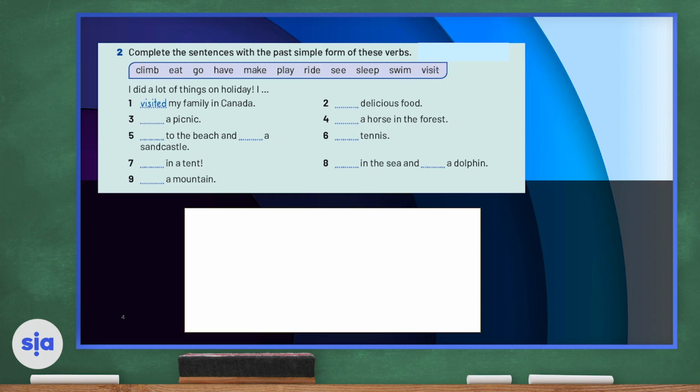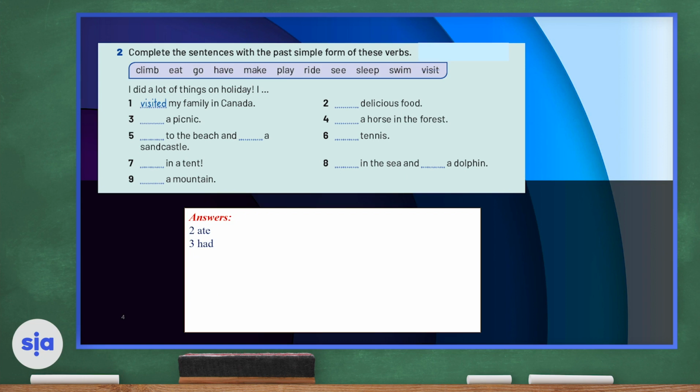So let's go to number 2 on the right-hand side, blank delicious food. How will we say that we ate delicious food? Of course, we say we ate or I ate delicious food. Now let's jump to number 3, blank a picnic. So what do you do with a picnic? Of course, we had a picnic or I had a picnic.